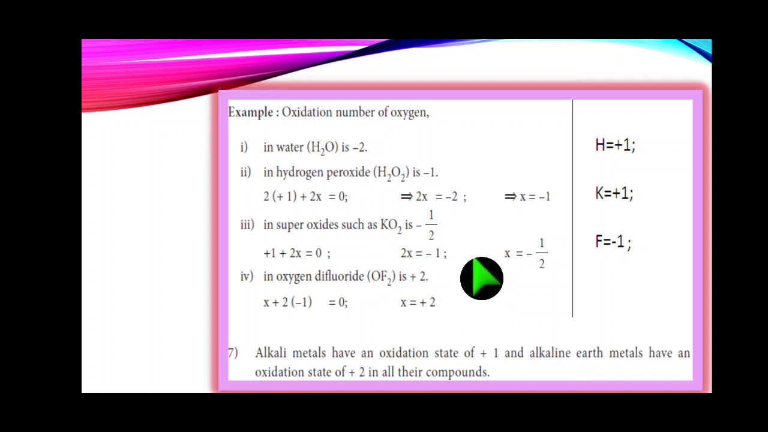Okay, the point number 7. Alkali metals have an oxidation state of plus 1. Alkali metals, what are they? Lithium, sodium, potassium, rubidium, cesium. These are having the first group elements plus 1. Alkaline earth metal oxidation state plus 2. Calcium, magnesium, strontium, these are the elements carrying plus 2, the second group elements.